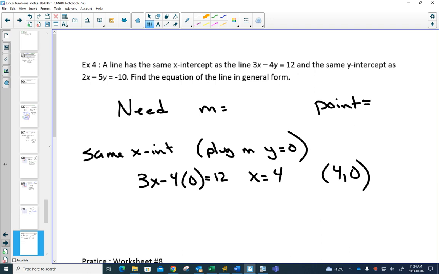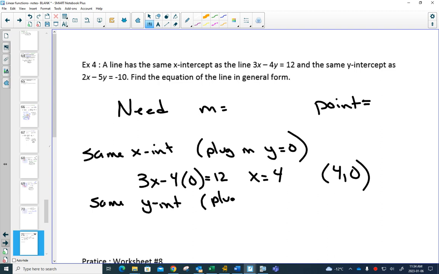So technically, I found a point. I still don't have a slope. How do you find a slope? Well, you either need another point, so you can use your slope formula, or you need something in the question to tell you your slope. What do they tell us? Same y-intercept. And you see that they told us a second point.